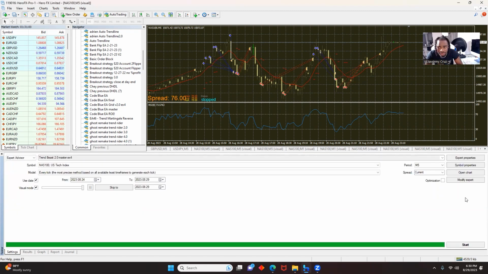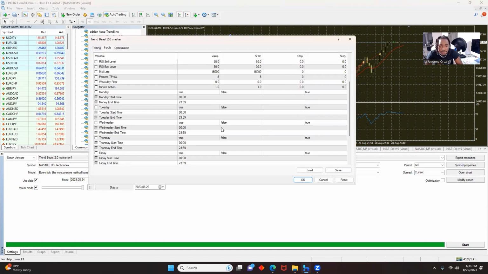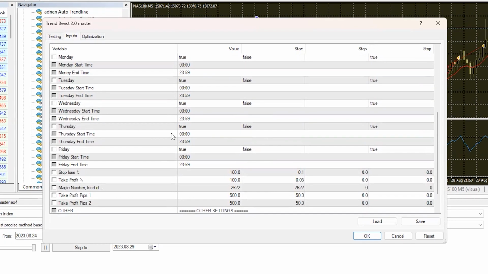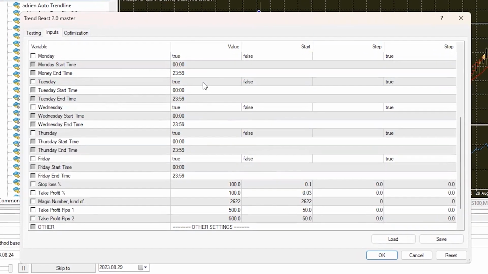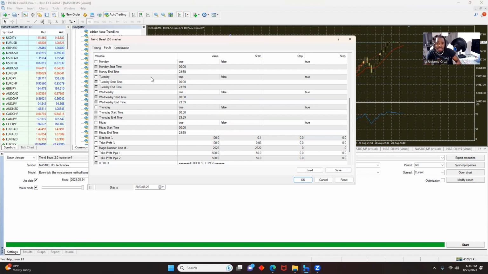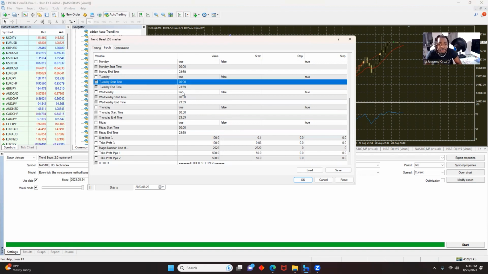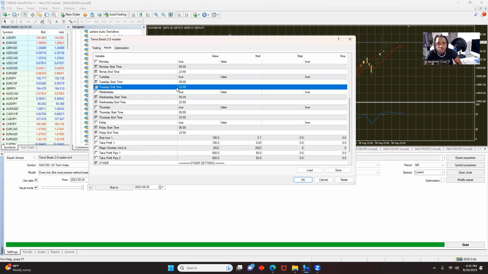But going back to the settings, it is definitely possible. I didn't even put a time filter on here, but it's definitely possible that we can play with this time filter right here. In this simulation, I didn't play with the time filter, but we could play with these numbers and completely filter out times where the market may be consolidating on NAS 100.